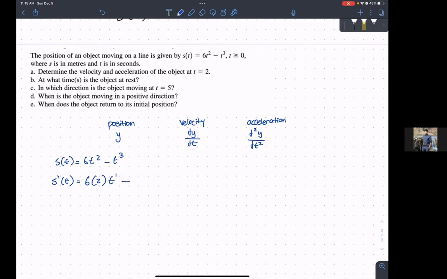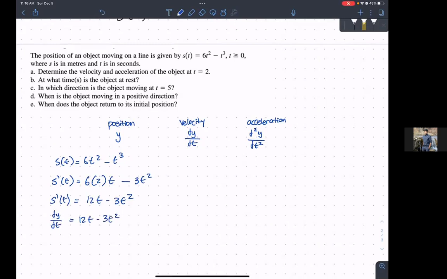Now you can move on to the second. Constant multiple rule says you could treat this as negative 1, so just leave it as negative. Then you bring the 3 forward and you subtract 1 from the exponent. So 3t squared, right? And this is not t prime, this is just t to the 1, so you can just get rid of the 1. And then when you simplify this, you have 12t minus 3t squared. And that's your velocity, right? Or in other words, that's your ds over dt.